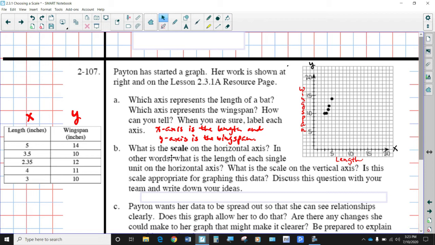Okay, so what is the scale of the horizontal axis? That is, what are they counting by on the x-axis? And then what is the scale of the y-axis? Can you see what they're counting by?